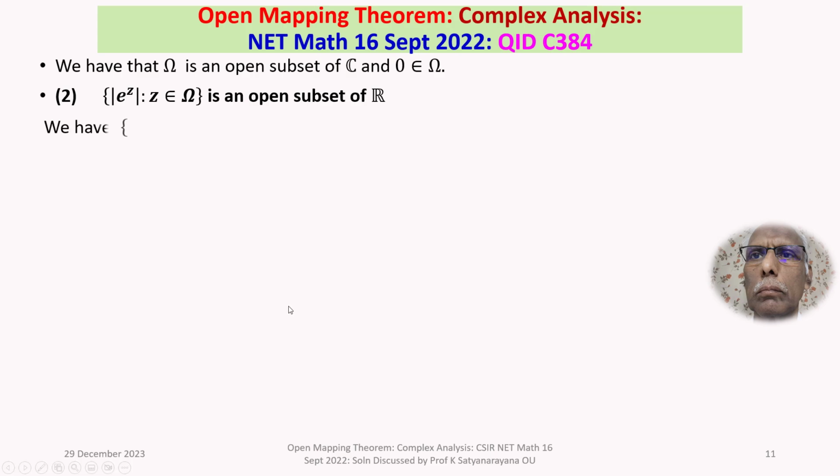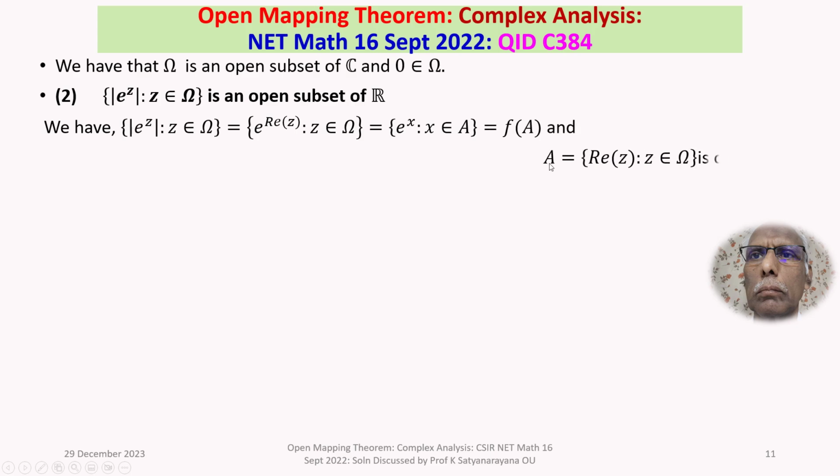Now let's continue. We have proved that A, the set of real parts of z belonging to omega, is an open subset of R. We make a claim 2: f of A is open. If f of A is open, then the set consisting of mod e power z, z belongs to omega, is an open subset of R, and thus option 2 will be true.